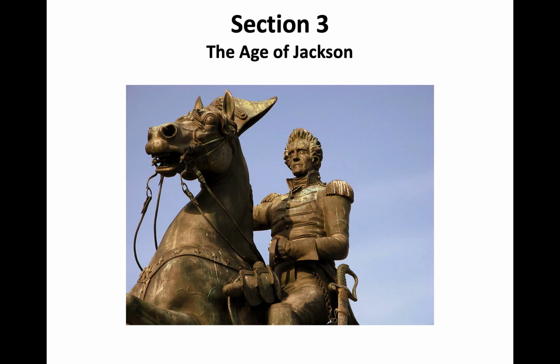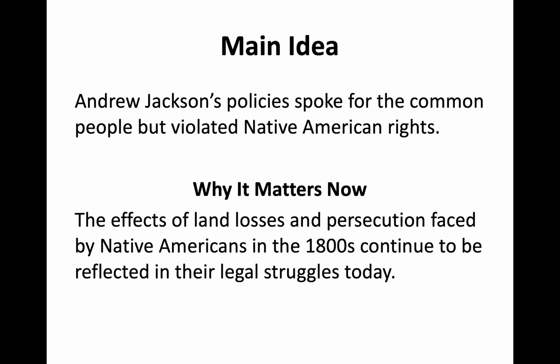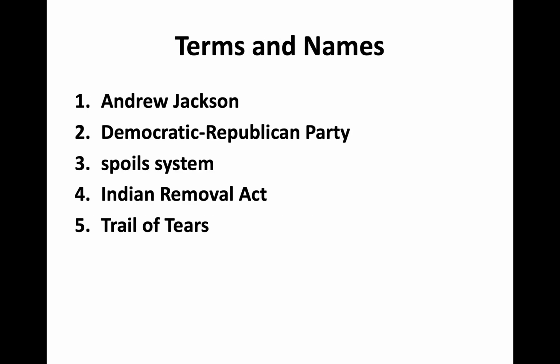All right, Section 3, The Age of Jackson. This is Chapter 7, Section 3. Main idea: Andrew Jackson's policy spoke for the common people but violated Native American rights. And why does this matter now? The effects of land losses and persecution faced by the Native Americans in the 1800s continue to be reflected in their legal struggle today.